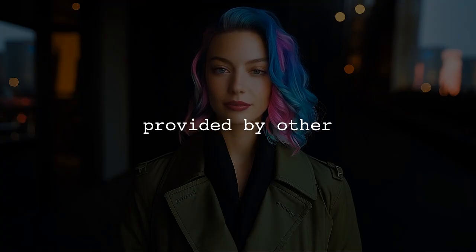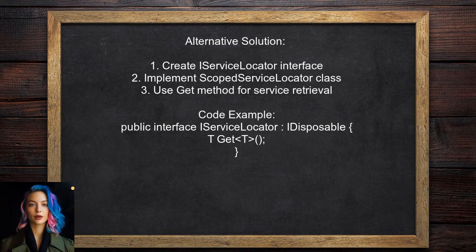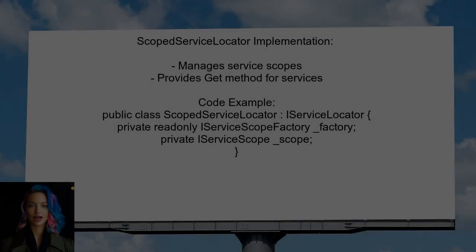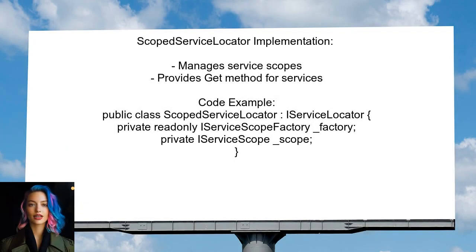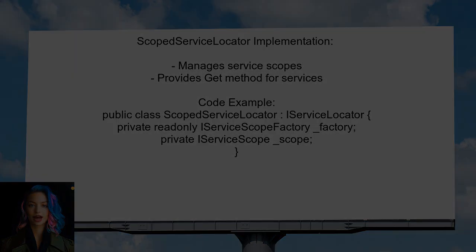Now let's look at the answers provided by other users. An alternative approach suggested by a user is to create a service locator interface to simplify testing. They propose defining an IServiceLocator interface that allows for easier mocking compared to directly using IServiceProvider. The ScopeServiceLocator class manages service scopes and provides a method to retrieve services. This design reduces complexity and enhances testability by allowing you to mock the IServiceLocator instead of IServiceProvider directly.